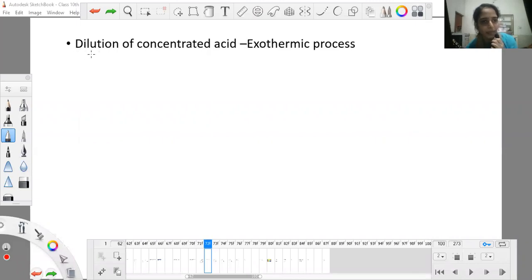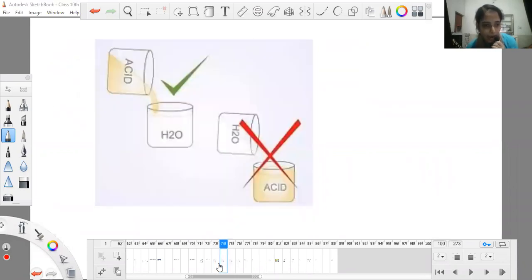And yesterday we were studying that dilution of concentrated acid is an exothermic process. So we studied how dilution works, what to do and what we cannot do when we dilute an acid. So right now we are going to study the methods by which we can dilute acids.